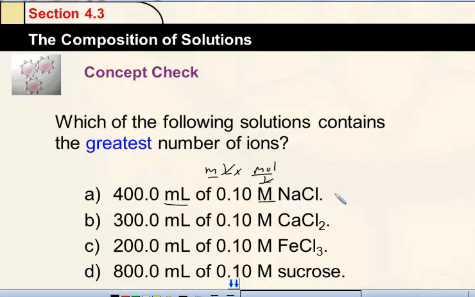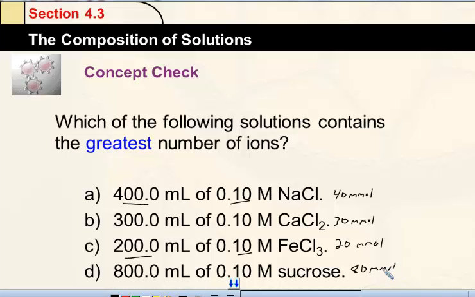So if I do that, I'm just going to look at what I have here. I have 40 millimoles, 400 times 0.1. Here I have 30 millimoles. Here I have 20 millimoles. And here I have 80 millimoles. So you might say right away, well, obviously you have more sucrose, but we're talking about ions. Sucrose is not an ionic thing, so there's no ions at all. So that is automatically out.